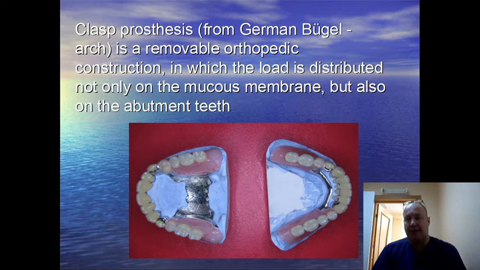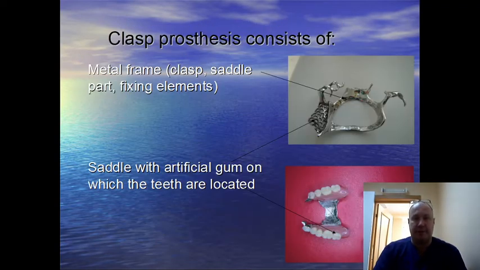So they are called semi-physiological prostheses. Crowns and bridges are called physiological prostheses. Partial removable dentures made from plastic are called non-physiological, and clasp prostheses are called semi-physiological prostheses. They consist of a metal frame, clasp, saddle part, fixing elements, and the second part, the saddle with artificial gum on which the artificial teeth are located.